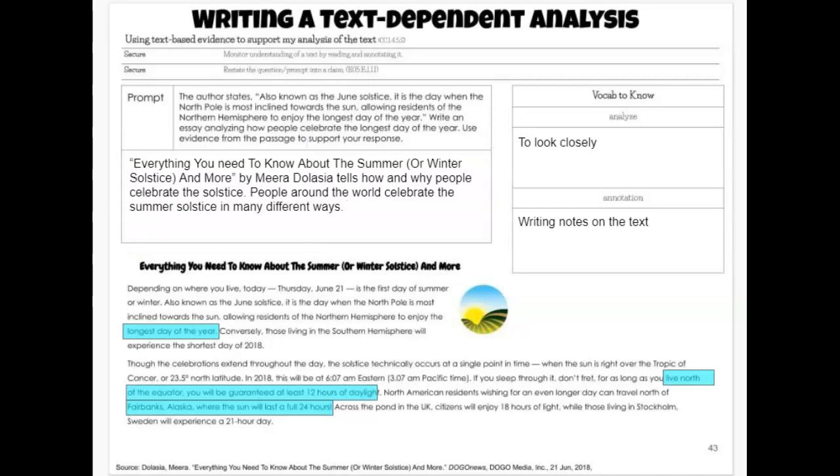I told you what I was reading, who wrote it, a brief summary, and then I made my claim. I made an argument, and I'm now going to back it up that they celebrate in different ways, not the same.